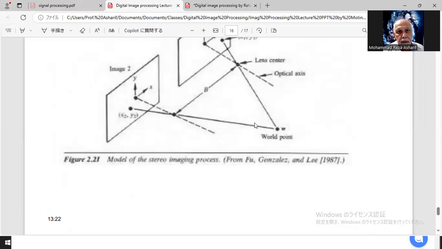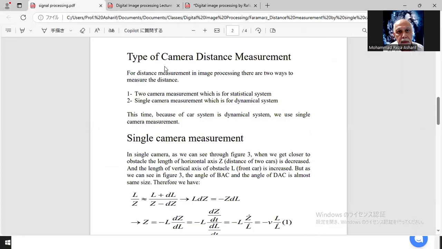But in a car, usually we have a single camera. In this case, for a single camera, if you have the velocity, the speed of the car, then with a single camera you can also find the missing depths. How? I can show you one example here. Type of the camera distance: two cameras.